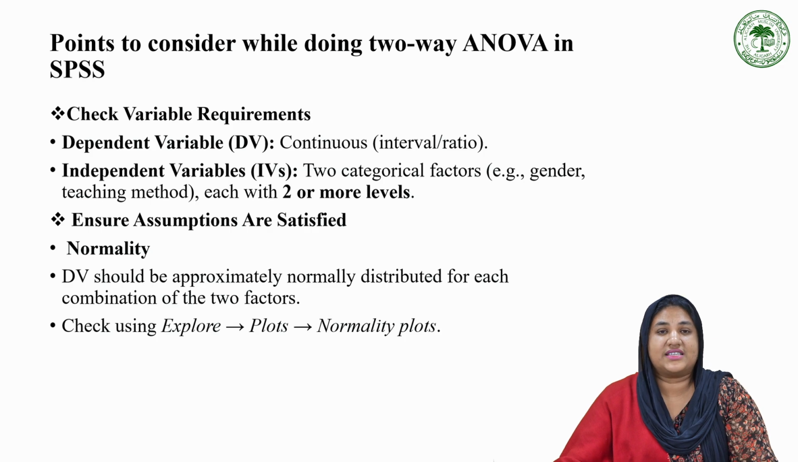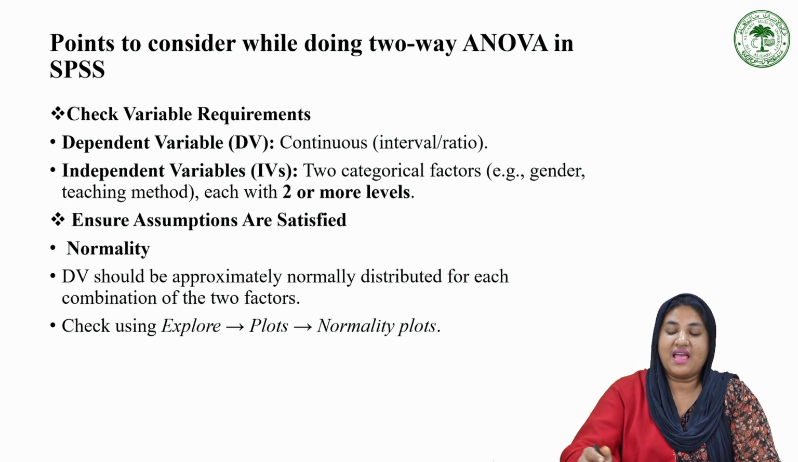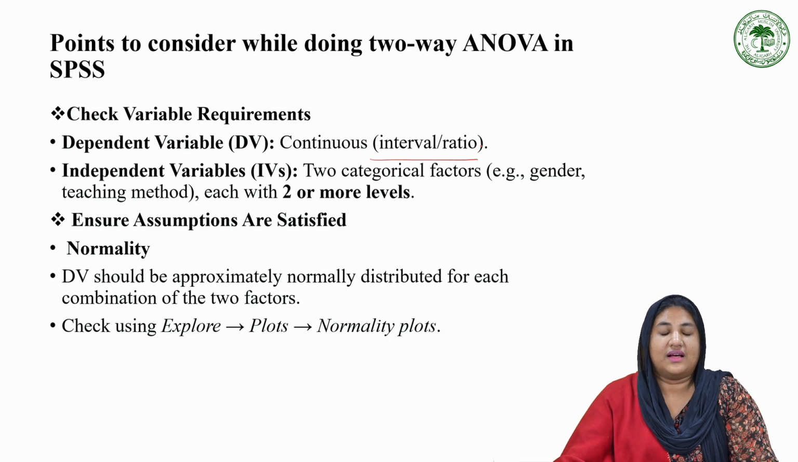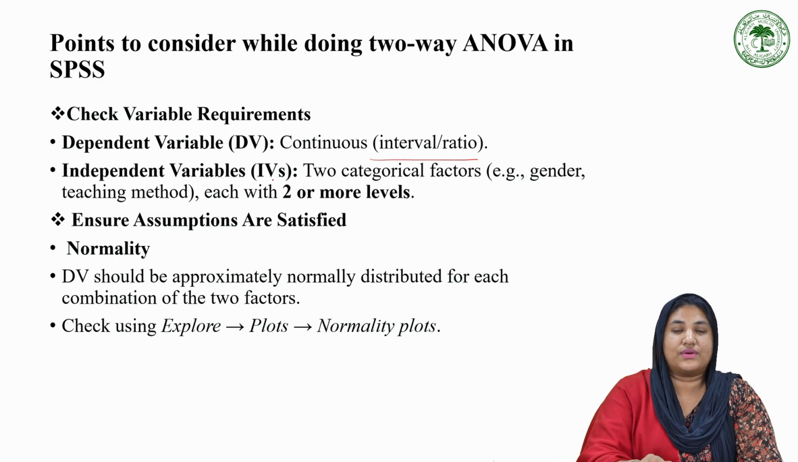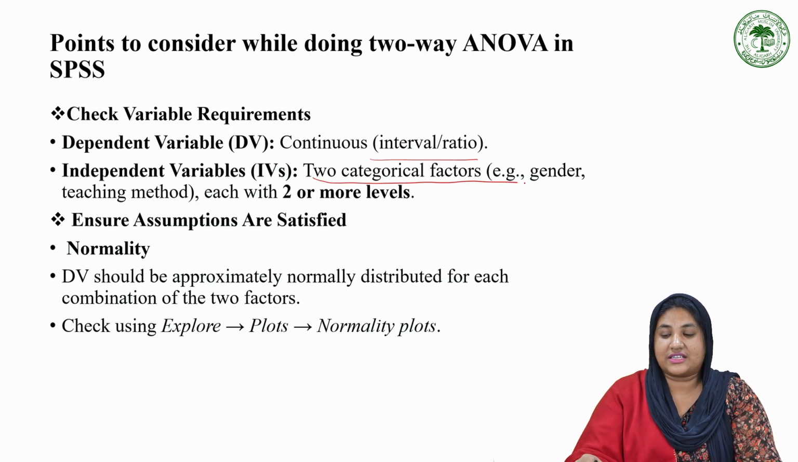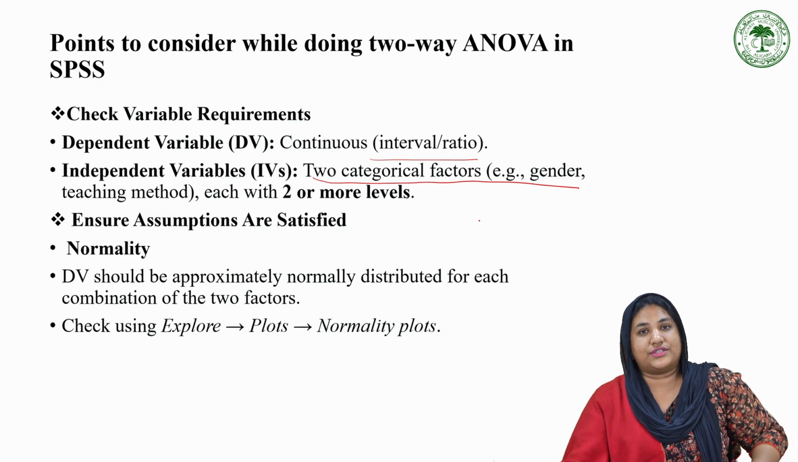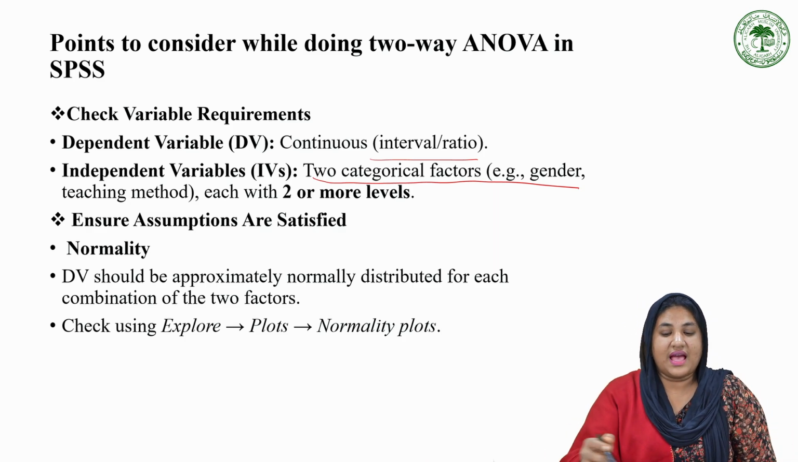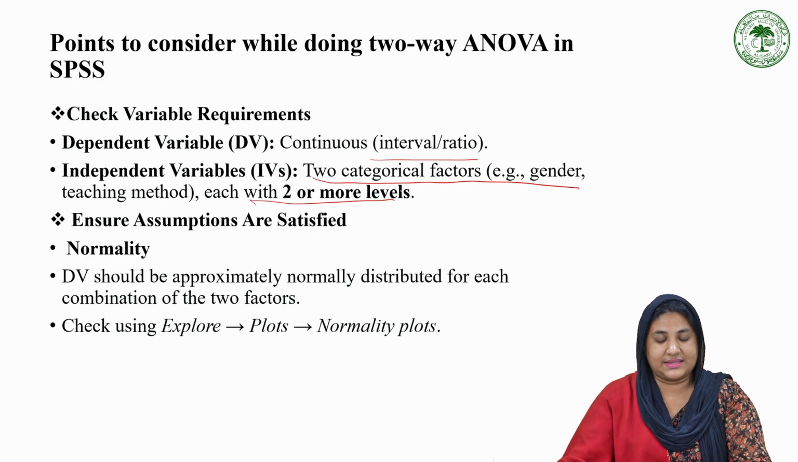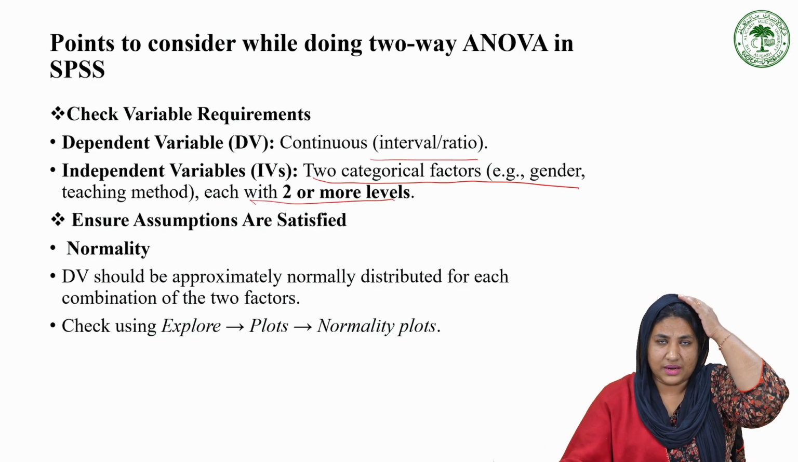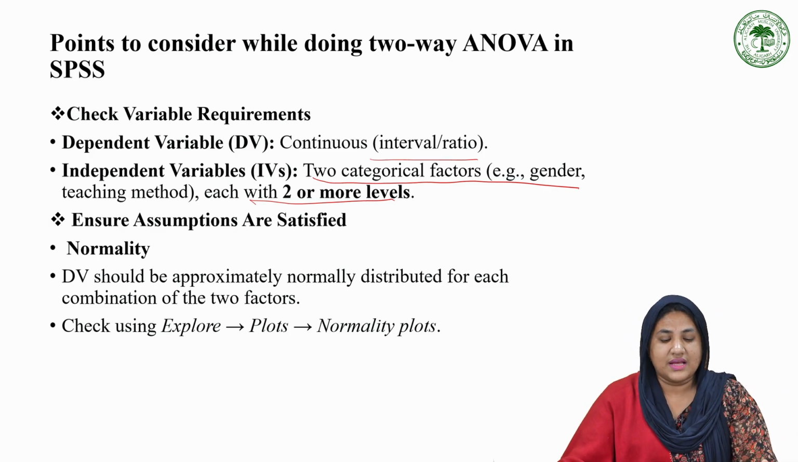Here you have to check the variable requirements. That is very much important. That means the dependent variable should be continuous, that is, on the interval or ratio scale. Apart from that, look at the independent variables. That means two categorical factors, for example gender and the teaching method we have used here, each with two or more levels, isn't it? You can include more teaching methods, you can include a third gender also. So it should have a minimum of two levels, and more levels can also be included.